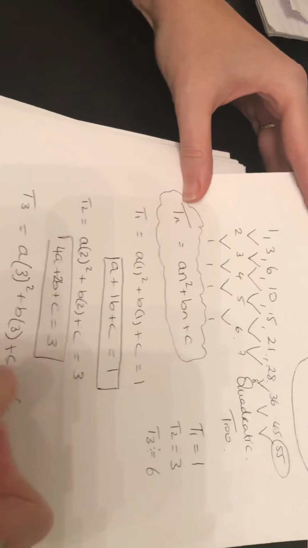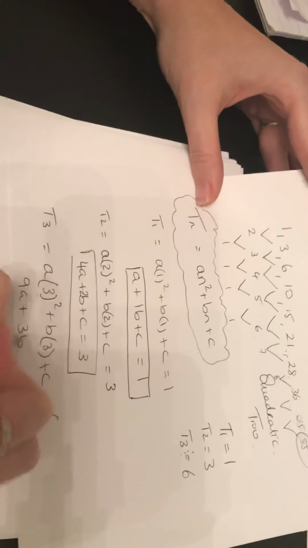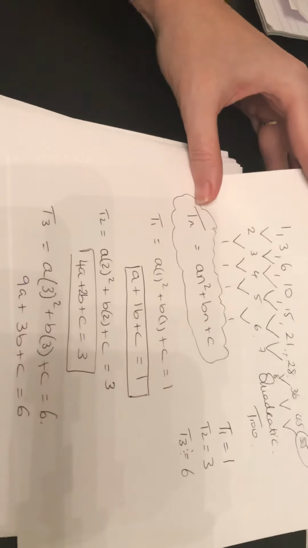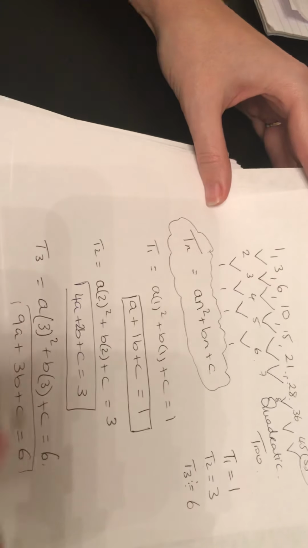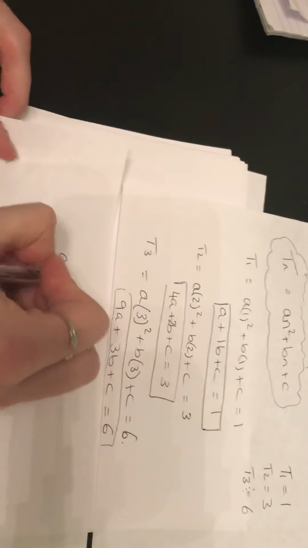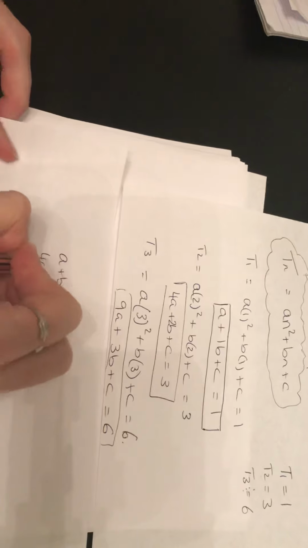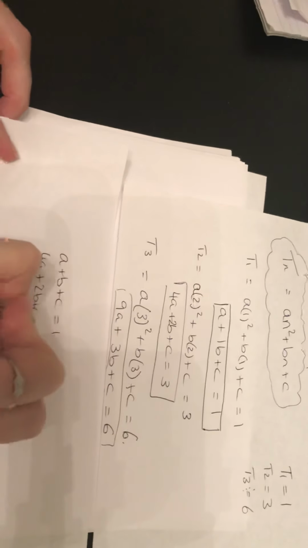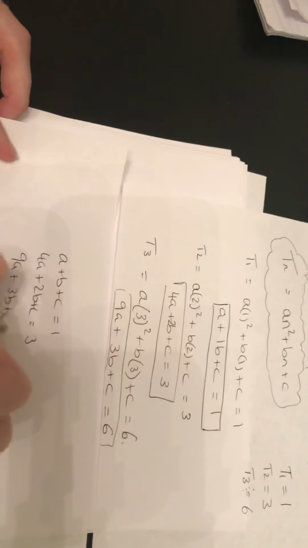And T3 is 6. So that gives me 9a plus 3b plus c equals 6. And there we go, 3 equations, 3 things missing. Off I go and just use my algebra to solve that. So I have a plus b plus c equals 1, 4a plus 2b plus c equals 3, and 9a plus 3b plus c equals 6.